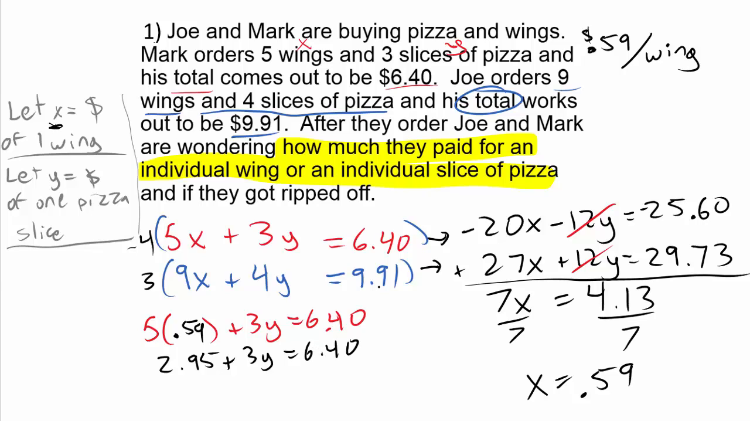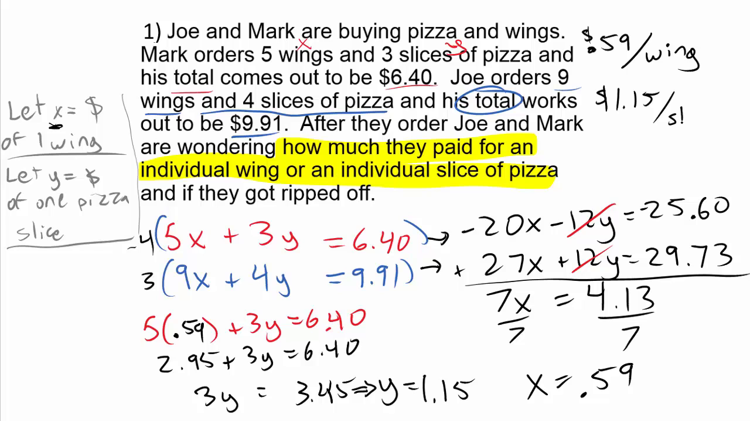We're now going to subtract that over to the other side. So we'll take that 295 over to the other side and get 345. So that gives me 3y is equal to 345. And then finally, if we divide by 3 on both sides, we should be getting that y is equal to $1.15. Okay, which means that the cost for a slice of pizza is $1.15 per slice of pizza.